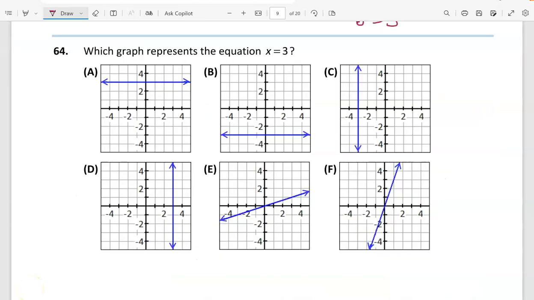Last exercise on this page, which graph represents x equals 3? X equals 3 is a vertical line where all the x coordinates of the points on the line are 3. Notice that every single point, if you name the coordinates, would have an x value of 3. So that's choice D.